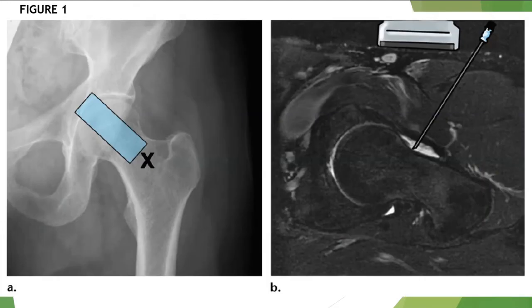So here we have an example of a US-guided hip joint injection where we have an anterior posterior hip radiograph with an overlying drawing. You can see there a light blue rectangle, which is showing the ideal position of the ultrasound probe. It's parallel to the long axis of the femoral neck, and there you have the X. It denotes the skin entry site of the needle.